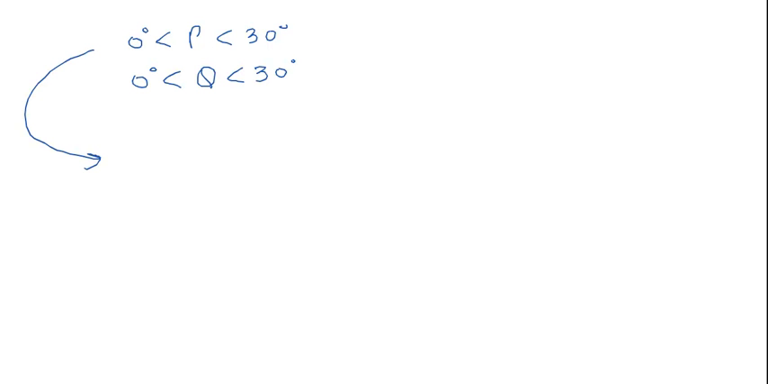So now I am writing the condition again: P is less than 30 degree, greater than 0 degree. Q is less than 30 degree but greater than 0 degree. If we take the first one, let us name this as the first inequality. Then if we take sine on the three sides of the given inequality, we have sine of 0, sine of P and sine of 30 degree.